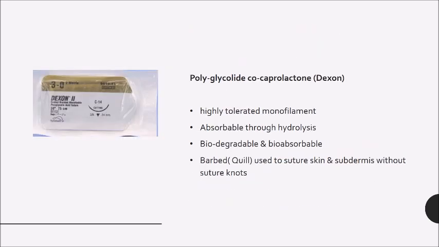Polyglycolic co-caprolactone comes with the brand name of Dexon. It's a highly tolerated monofilament and is absorbed through hydrolysis, as you all know. It is also biodegradable and bioabsorbable. It's a barbed product, which is commercially available as Quill. It's used to suture skin and subdermis without suture knots.